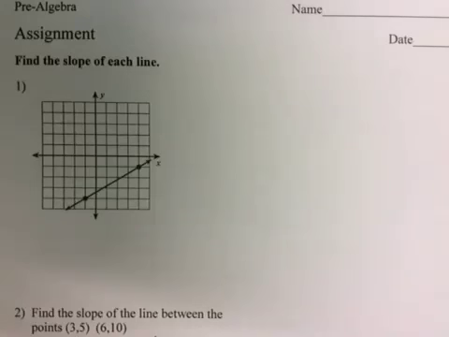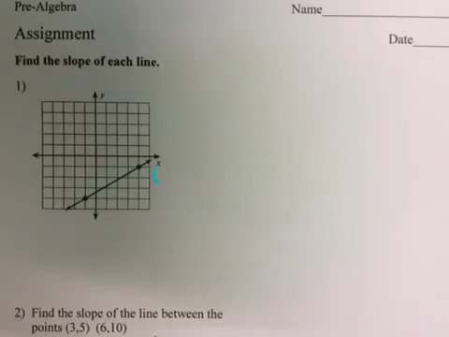Hey guys, today I'm going to teach you how to find the slope of a line given 2 points. What we're going to do is start with an example that you're already familiar with, which is finding the slope of a line from a graph. So in this picture you can see we have a line graphed with 2 points marked.